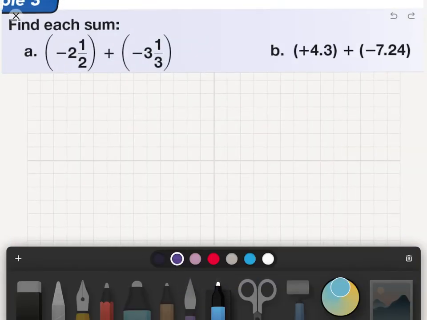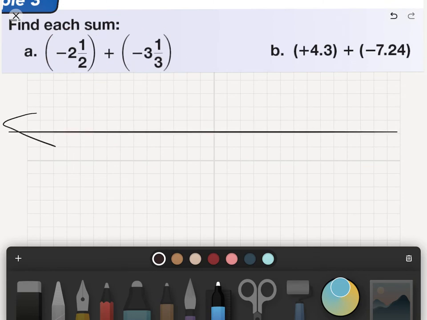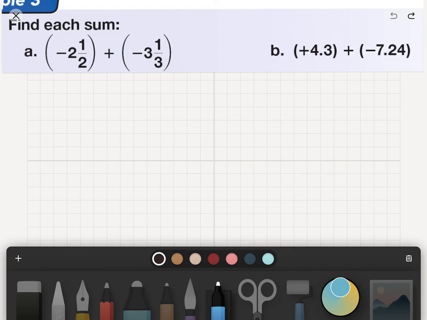Okay, so enough number lines. But now we need to take a look at what we're doing with something like this. This isn't too tricky because we're combining two negative values. So of course that means we're just going to keep on going that way until we get to the finish line. You can think of this as combining the absolute values of each of these numbers and slapping a negative sign on it.